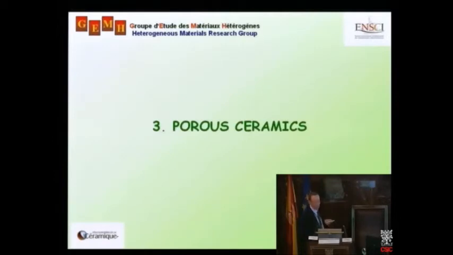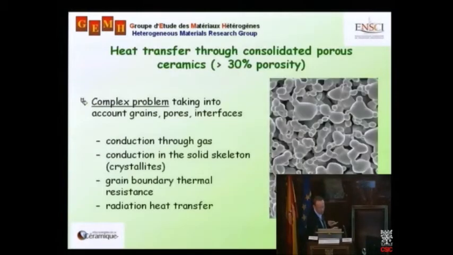Now I'm going to look at porous ceramics. If we look at a porous ceramic, we have a complex problem because we have the conduction in the solid skeleton, we have the effect of the grain boundaries, and then we have a possible parallel heat path through the gas, because the air, for example, will have a thermal conductivity. And then maybe there would also be, in a very porous ceramic, a possible radiation heat path. So it's a complex problem.